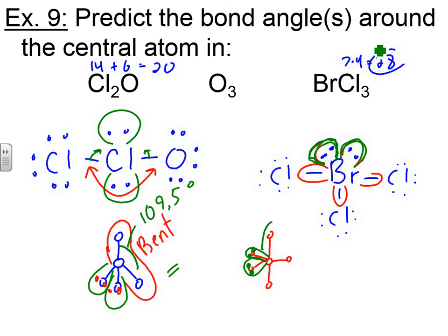Now, this T-shape is the area where we will ask for the bond angle. So we're actually asking for this bond angle or this bond angle. They are equivalent in this case. And between the axial and the equatorial position, we said the bond angle is 90 degrees. So that's the answer here. The answer here is 90 degrees.